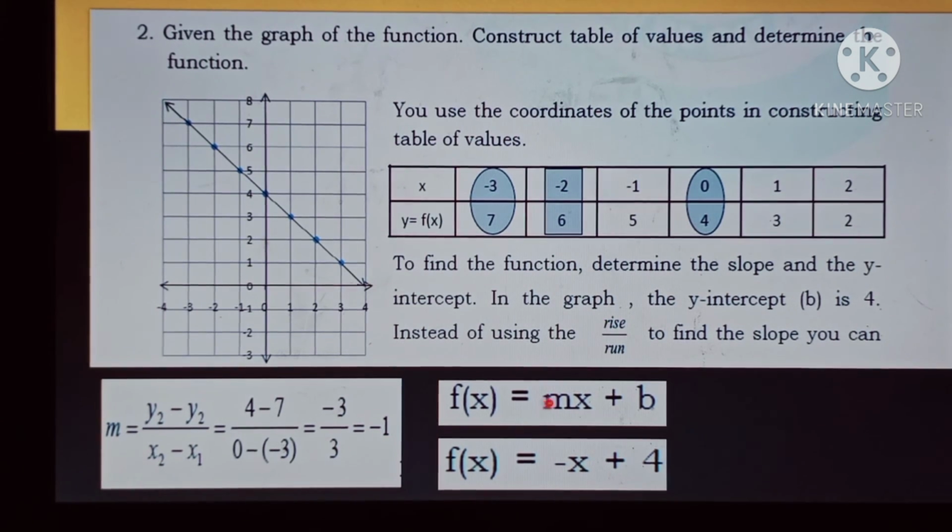So, we have to form the f of x is equal to mx plus b. So, what is the value of your m? That is negative 1. So, that is definitely negative x plus 4 only. So, 4 is the y-intercept. So, that is the function.